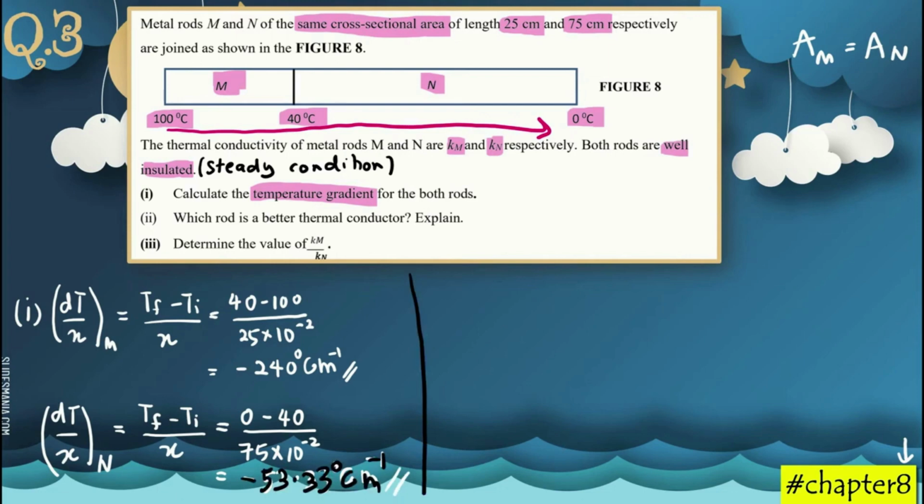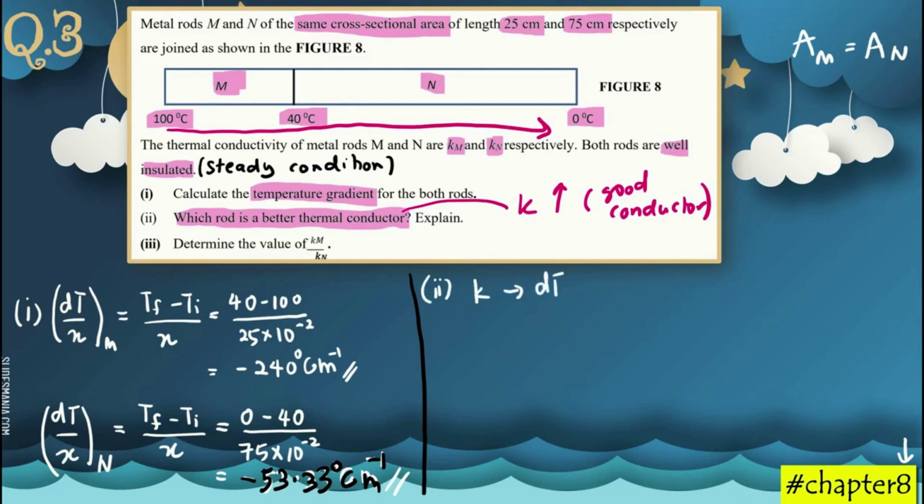The second question is, which rod is the better thermal conductor? Thermal conductivity is represented by the value of K. So we want to know which rod has a bigger value of K. A bigger value of K means that it is a better conductor, better in conducting heat. So how can we conclude? First we need to know the relationship between K and temperature gradient. From the equation, K is basically inversely proportional to temperature gradient.